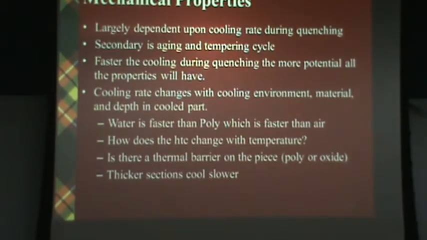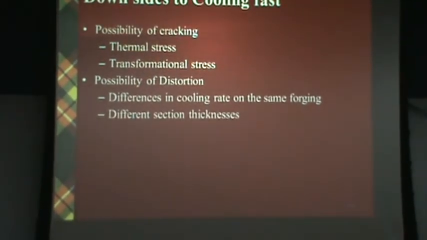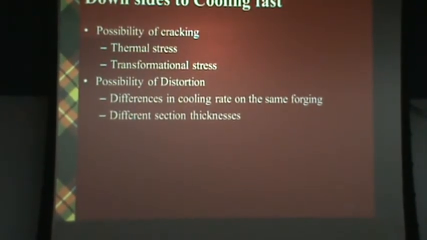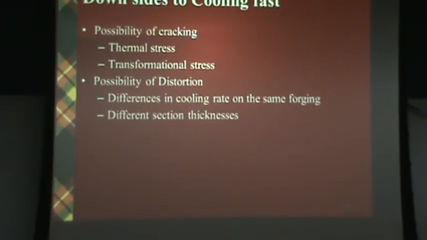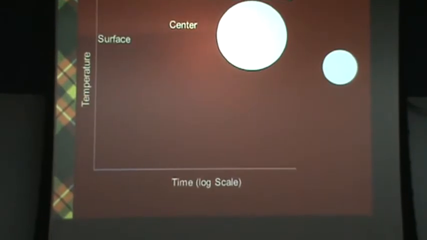So mechanical properties, we skipped over that since you're already familiar with the testing. But we do know mechanical properties are dependent largely upon cooling rate during quenching because that's what's going to set the microstructure. And microstructure is what controls properties. We've got some variables. We've talked about all of those things already, so I'm going to skip past that. We talked about that we have stresses during cooling. If those aren't managed correctly, we can get cracked parts. We can also have changes in dimension.